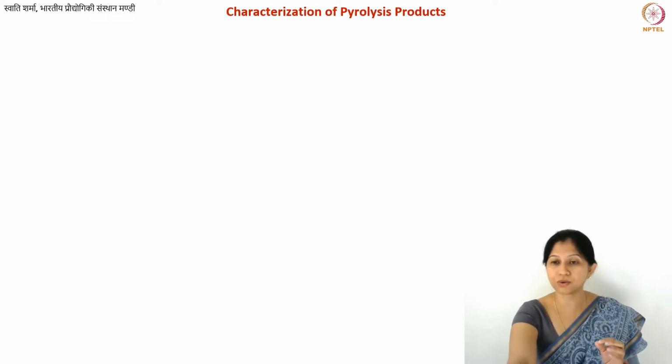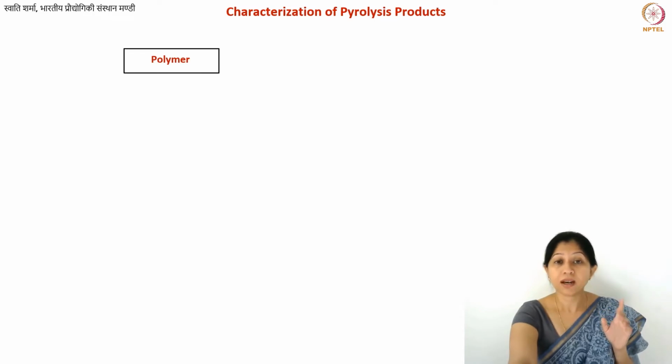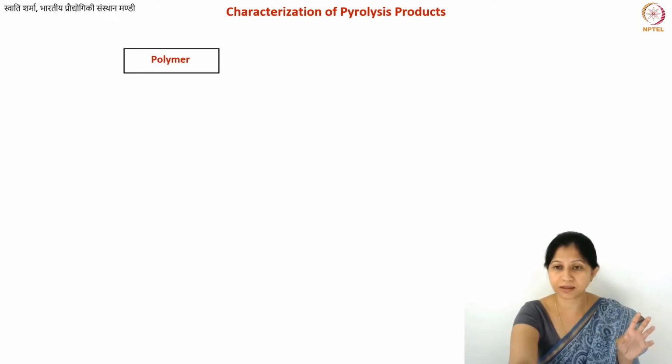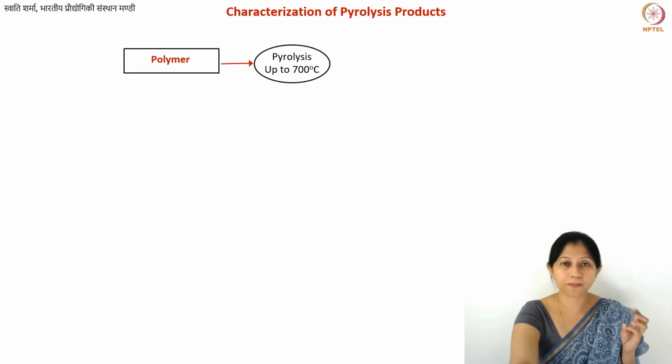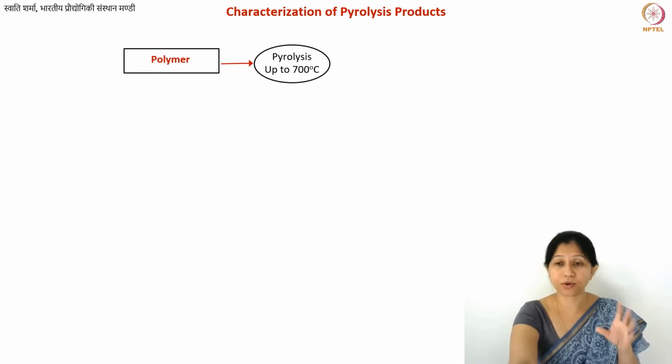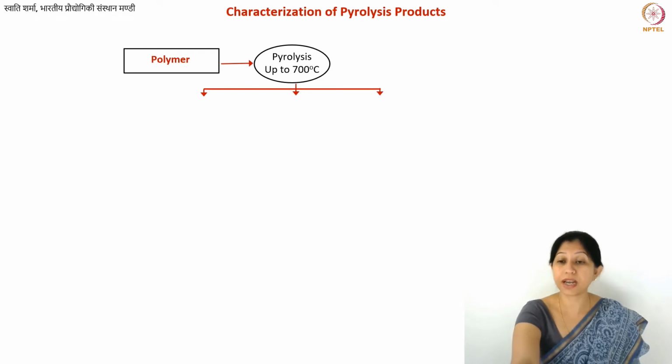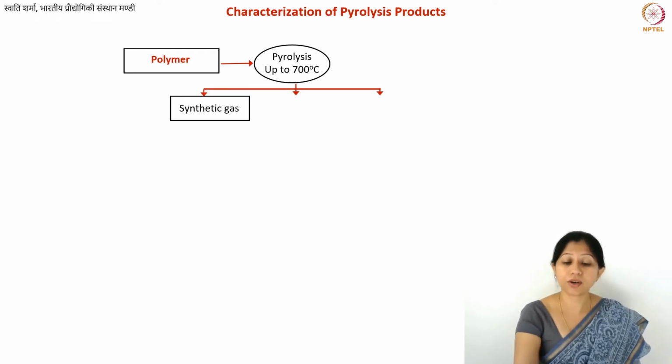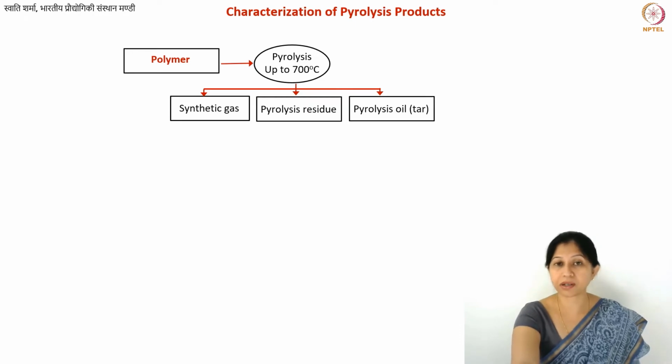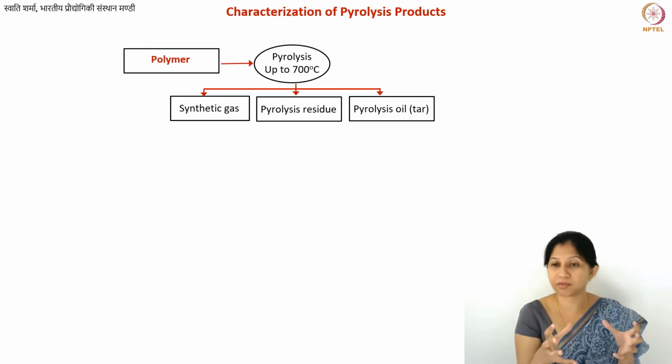But then you now want to understand or analyze the byproduct of pyrolysis. Here I've prepared a chart where I show what techniques can be used. You can also have some other advanced techniques, but these are generally used techniques. So you pyrolyze your polymer up to 700, let's say. We are not talking about very high temperatures. What do you get? You get synthetic gas, you get pyrolysis oil or the tarry product, and then you get some solid product.